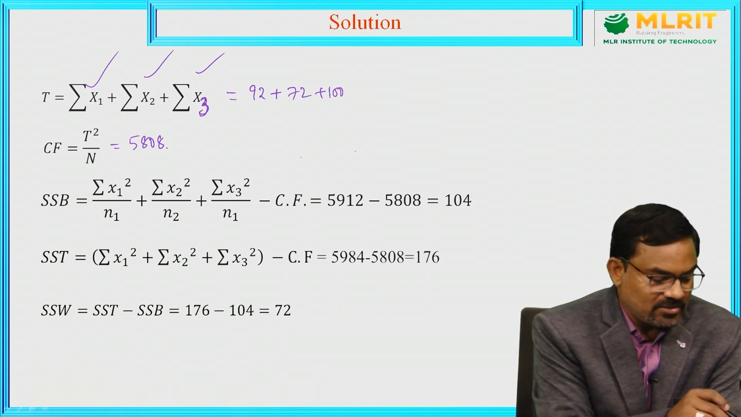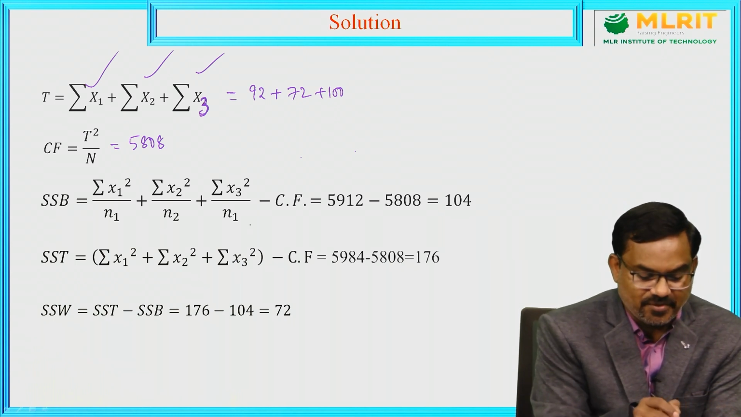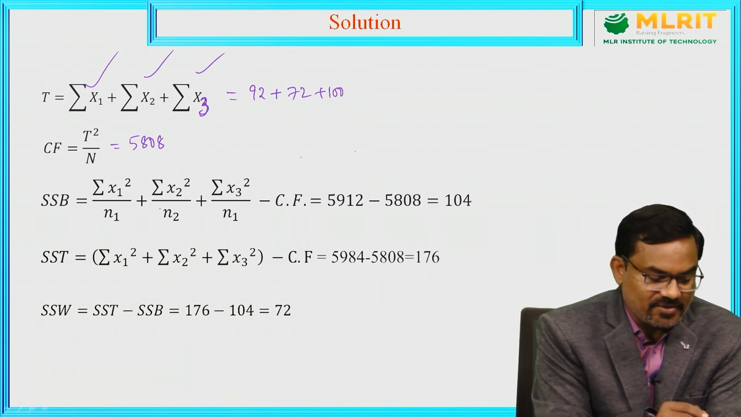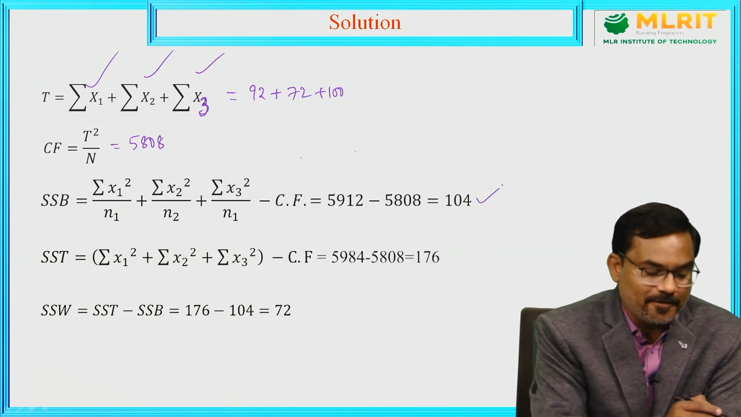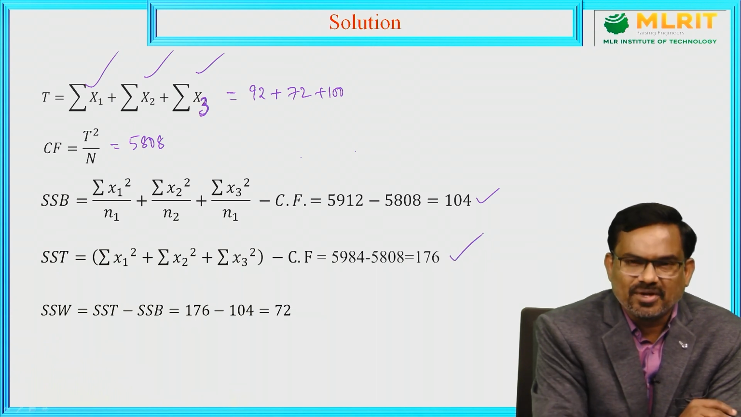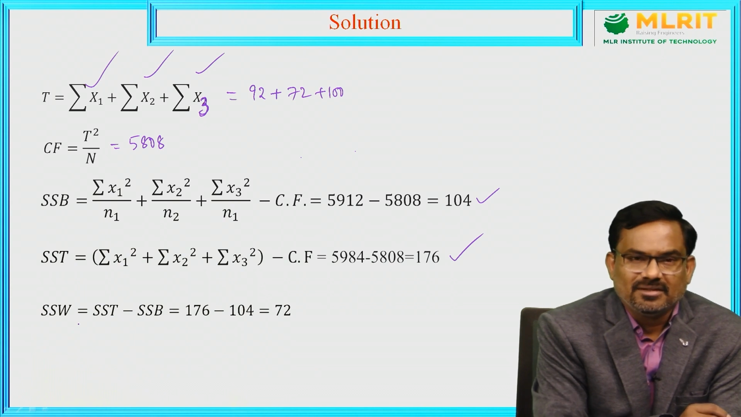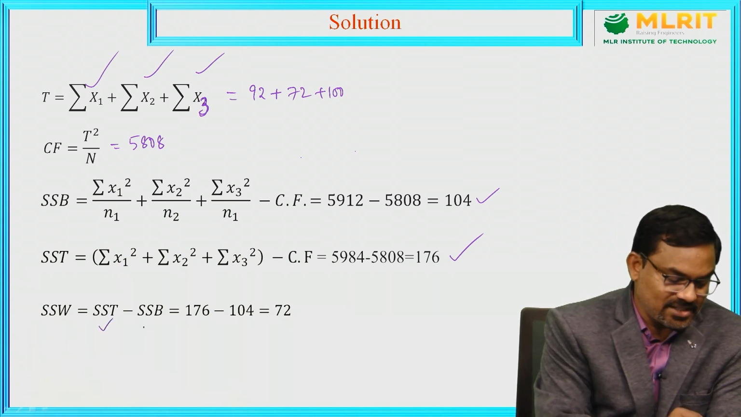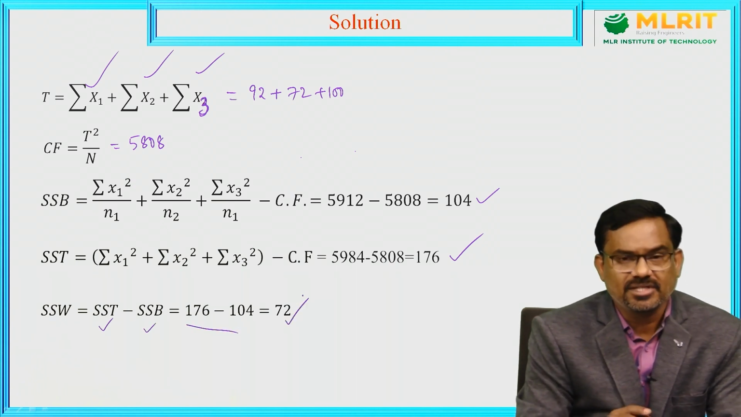And now the sum of the squares between the samples is given by this formula: subtract the correction factor from the sum of the squares of deviations. Which results as 104, and the total sum of squares SST is 176. We have the formula to find the sum of the squares within the sample, which is SST minus SSB. So, 176 minus 104 which results as 72.